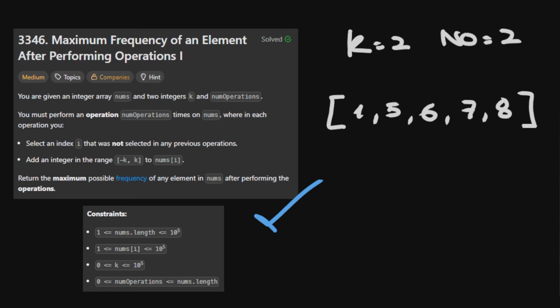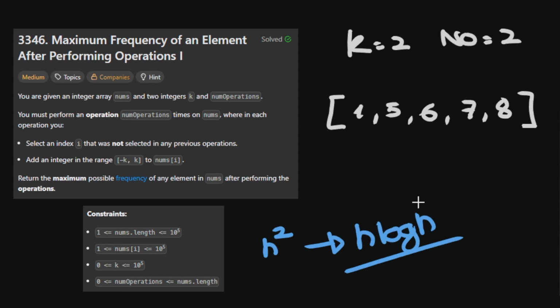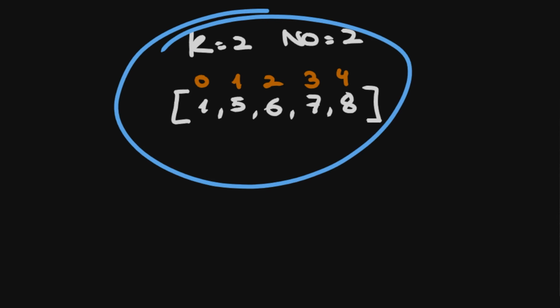Now here we have the constraints, and we know that everything can be up to 10 to the power 5, and this means we need to think in terms of something better than n squared. For example, we can think in terms of n log n. And there are different solutions to achieve this, but next I will show you what I think is a very intuitive one. Let's say we have the same input.